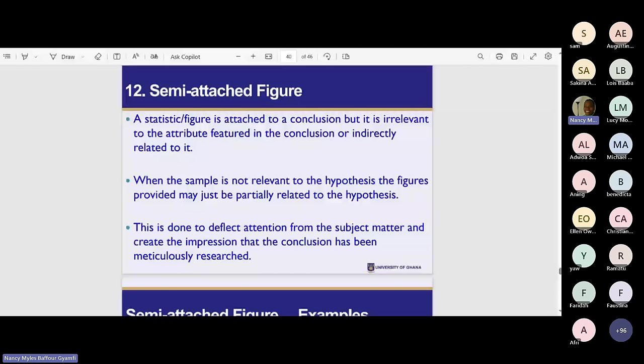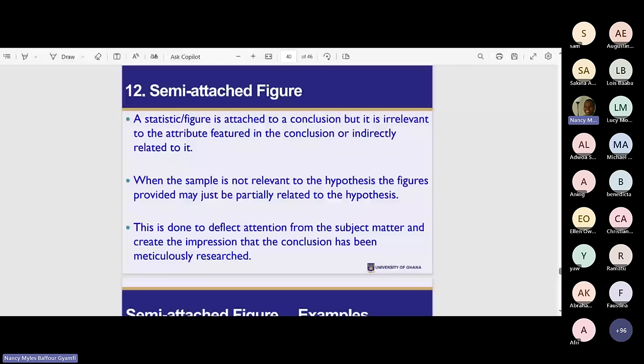Semi-attached figures. Hello, can you hear me? Yes, I can hear you. Oh, I didn't see your first name. Yes, it's Stephina. Stephina, did I pronounce your name well? Go ahead, my lady. Okay, go ahead.